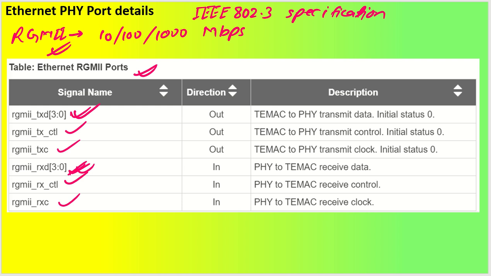Good. So with this, I think you have a pretty good idea about how the Ethernet port details are and what the different terminologies are. Let us quickly try to understand from the data sheet that we had seen.